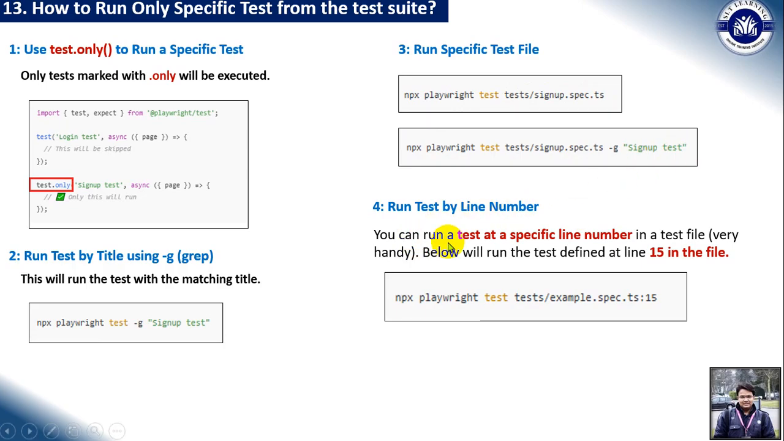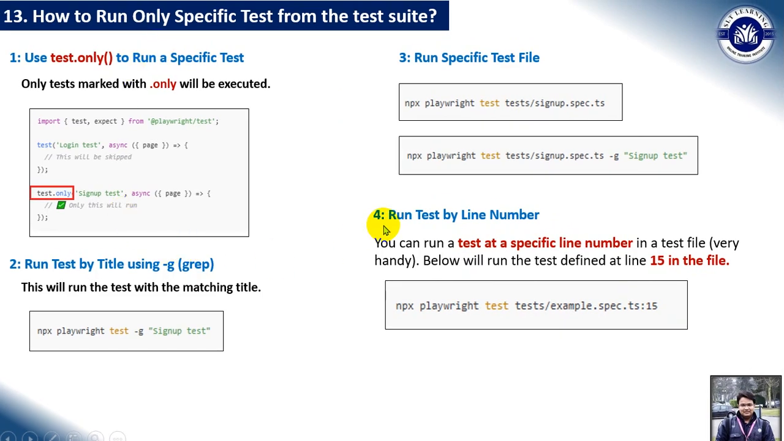Then again, let's suppose you want to run a specific test by line number. You can run the test at a specific line number in a test file as well. So how can you do this? You simply provide npx playwright test, folder name, test file name, colon line number 15. So the test case will start from line number 15. It will not run from 1 to 14. It will ignore that part and start from line number 15. So these are the different ways you can run specific test cases in Playwright.